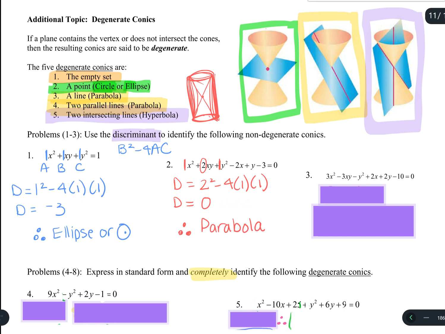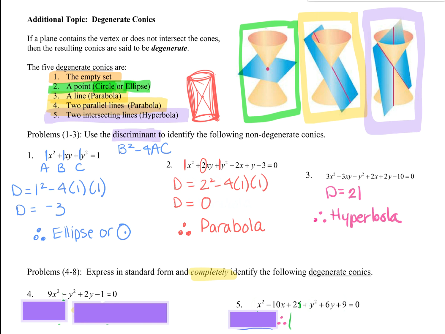So go ahead and pause the video if you want and go ahead and solve number 3 and identify what conic you will have for number 3 based on the discriminant. All right, so what you should have identified is that the discriminant is equal to 21. And since the discriminant is greater than 0, we know that this will be a hyperbola. All right, so that's just identifying with the discriminant again, and these could be degenerate conics.